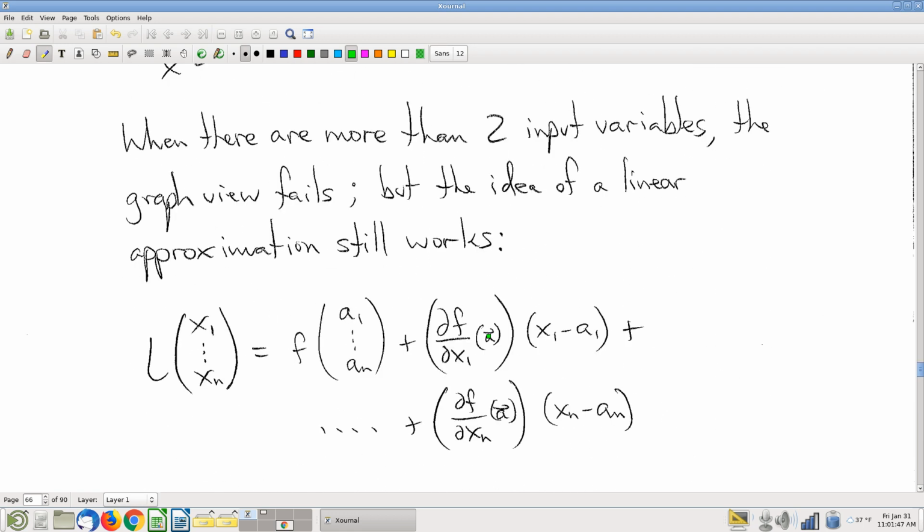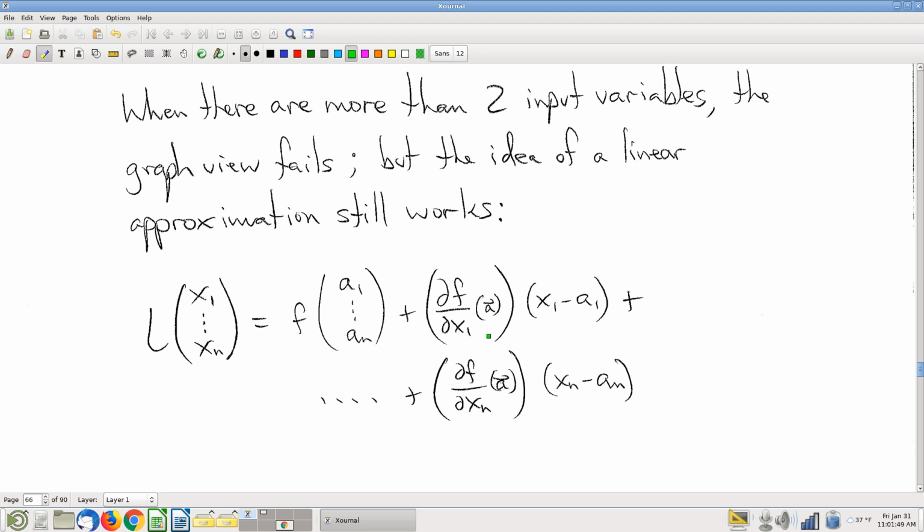Okay. So that was a function of two variables. What if you have more than two input variables? What if you have n input variables? Now I can't draw the graph. If I were to come up with a notion of linear approximation, I'm not going to be able to visualize it. The graph of this linear approximation is in n plus one dimensional space. I can't draw that picture, right?